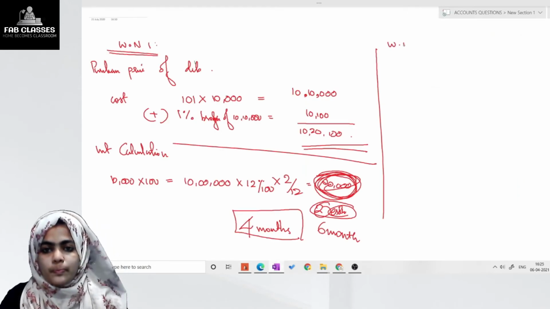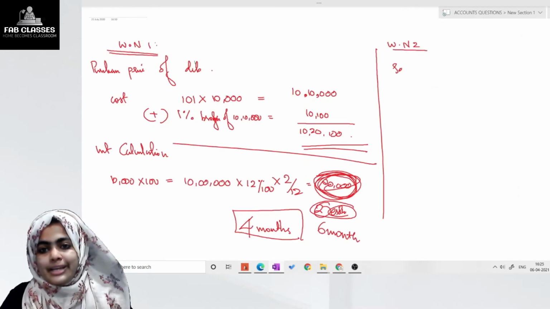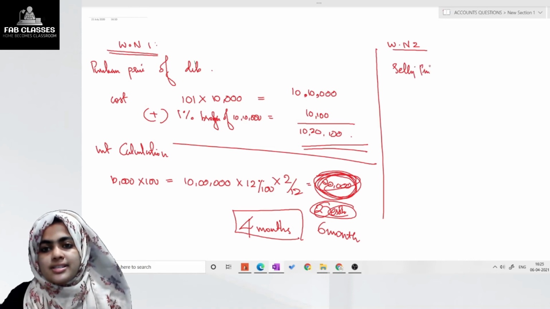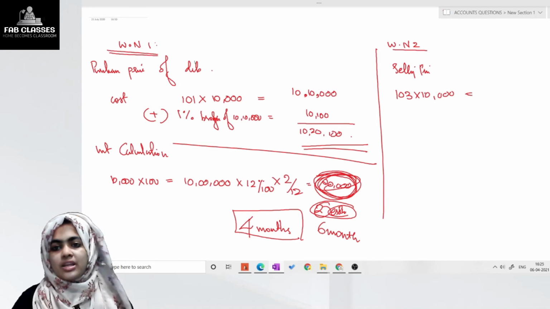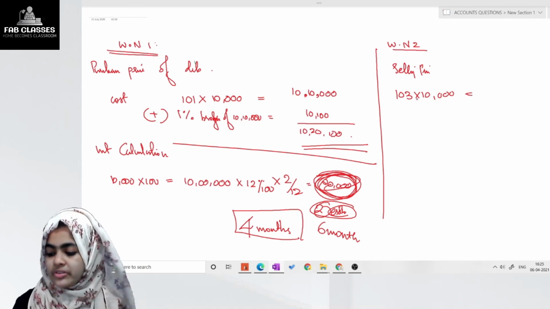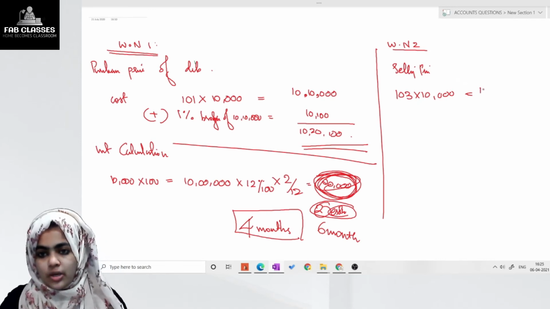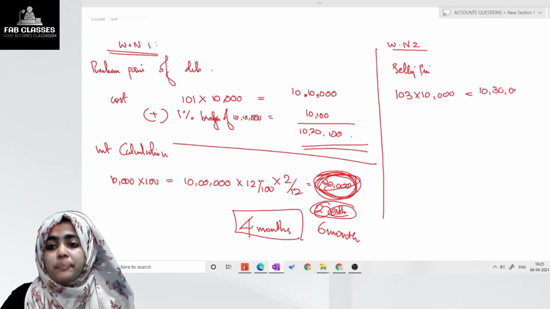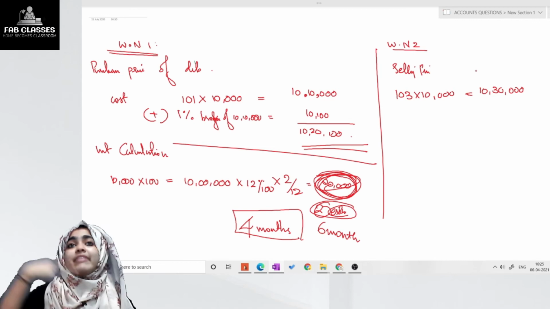Working note number 2, selling price. Selling price is 103 into 10,000, that is, 10,000 debentures at the price of 103. So 103 into 10,000 gives 10,30,000. And now we have paid a brokerage of 1% while selling.